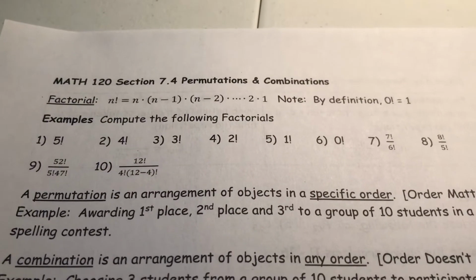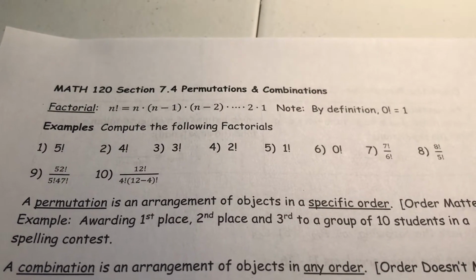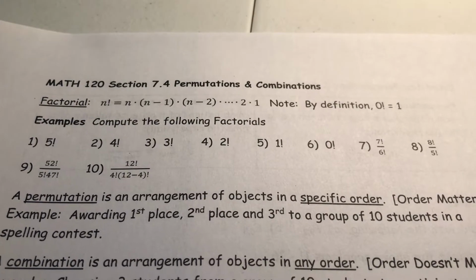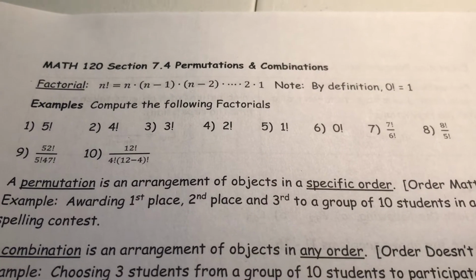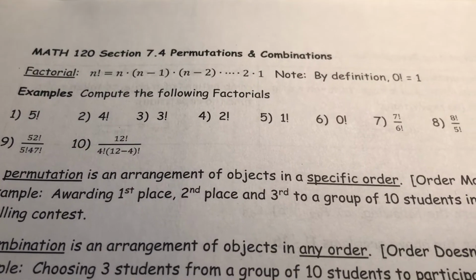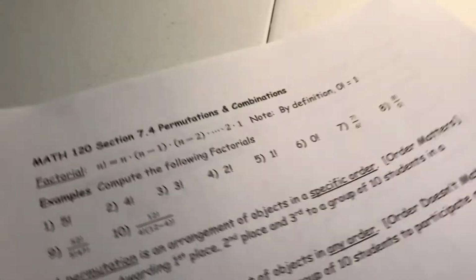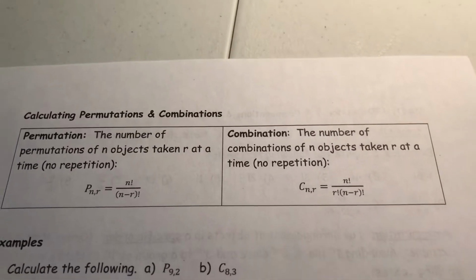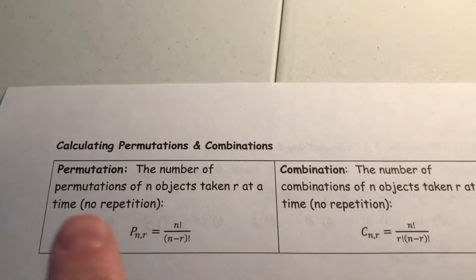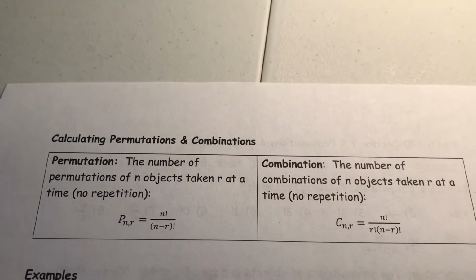Hello students, we're still working on 7.4 permutations and combinations. Now we know permutation order matters, combination order does not matter, and I'm going to show you the calculation on the other side. If you're going to calculate a permutation or a combination, here are the formulas.